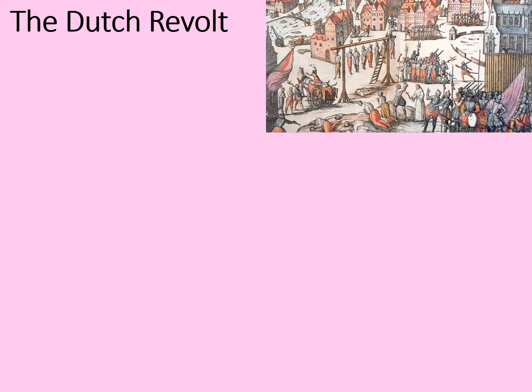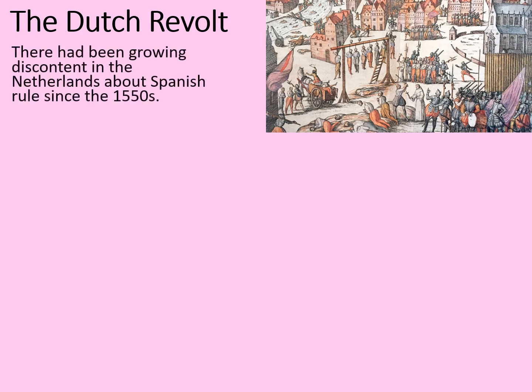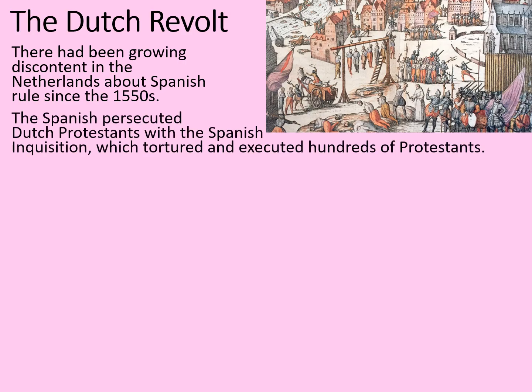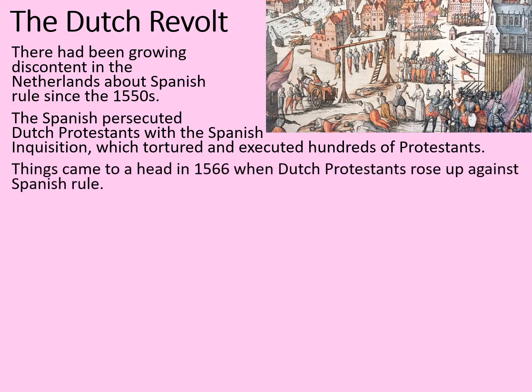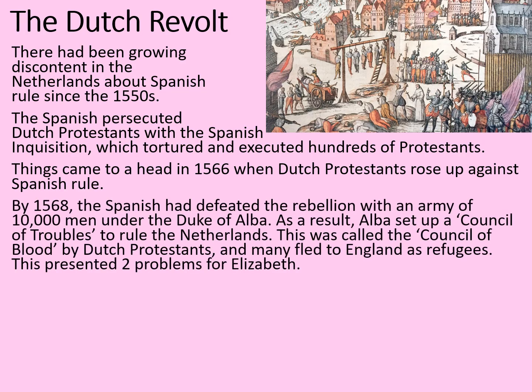We're going to zoom in now on events in the Netherlands, with which Elizabeth and England were often intertwined, and Elizabeth often had to make really important decisions regarding her support of the Protestants in this country. There had been growing discontent in the Netherlands about Spanish rule since the 1550s. The Spanish had persecuted Dutch Protestants with the Spanish Inquisition, which tortured and executed hundreds of Protestants. As nobody expects the Spanish Inquisition, things came to a head in 1566 when Dutch Protestants rose up against Spanish rule. By 1568, the Spanish had defeated the rebellion with an army of 10,000 men under the Duke of Alba.